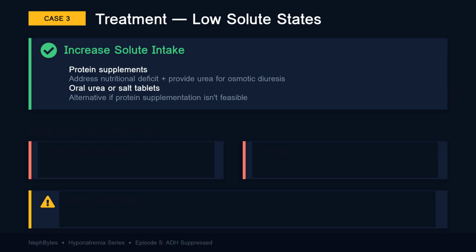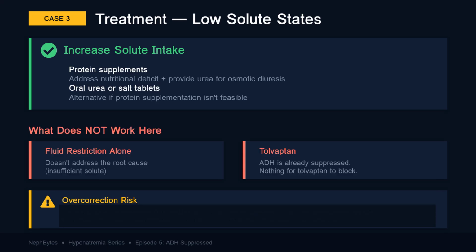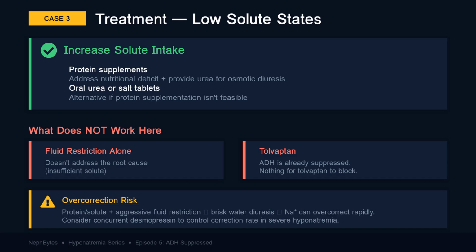One critical caution. If you give protein or solute and simultaneously restrict fluids aggressively, the sudden increase in solute excretion capacity drives a brisk water diuresis. The sodium can overcorrect rapidly. In patients with severe hyponatremia, consider running desmopressin concurrently to control the rate of correction while the solute is being restored.